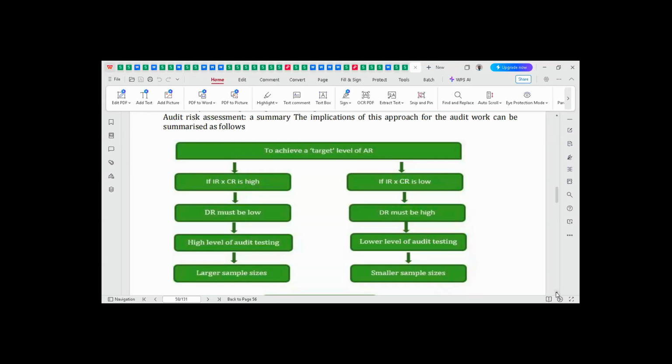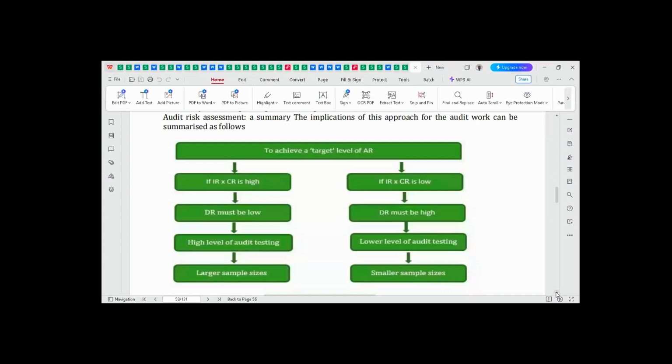So what we are saying is that when the inherent and control risks are high, the detection risk should be low. That means that if the detection risk is low, a high level of audit testing is required. That is, the auditor is able to sample a large sample from the population. That's what we mean.